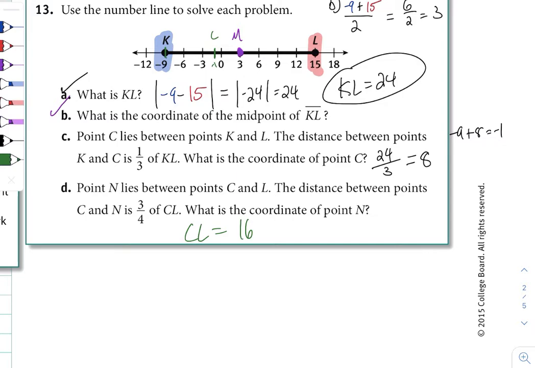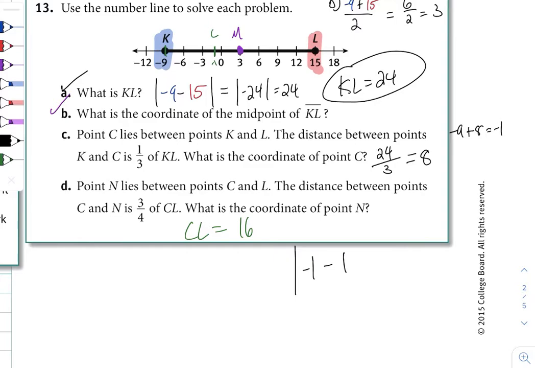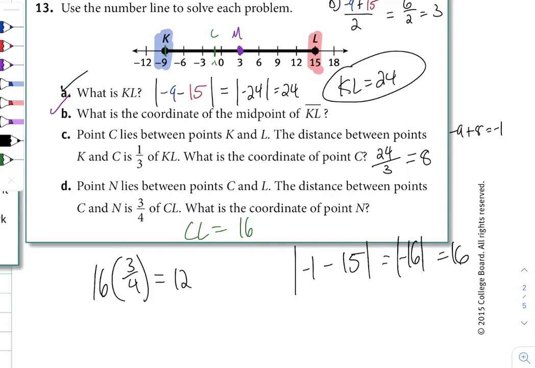Or you could have counted or did the absolute value subtraction. So we know C is at negative 1 minus 15, which is where L is. That gives us negative 16, absolute value, which gives us positive 16. So you could have also found the distance that way, however you want to do it. But now the distance between C and N is 3/4 of CL. So we know CL is 16, times 3/4 is going to give us 12. So the distance between C and N is 12.